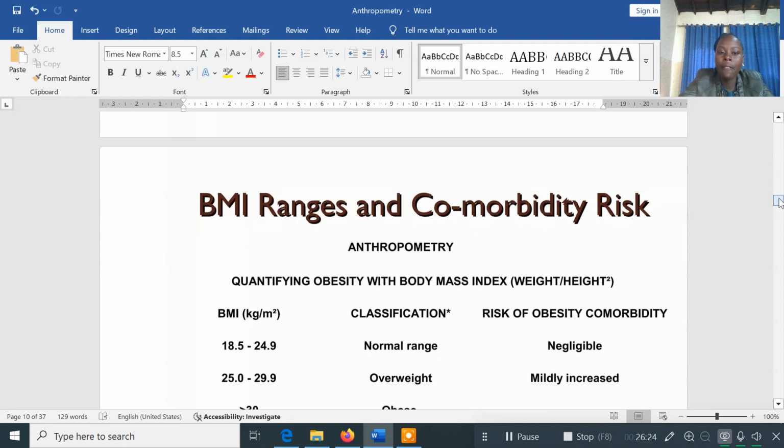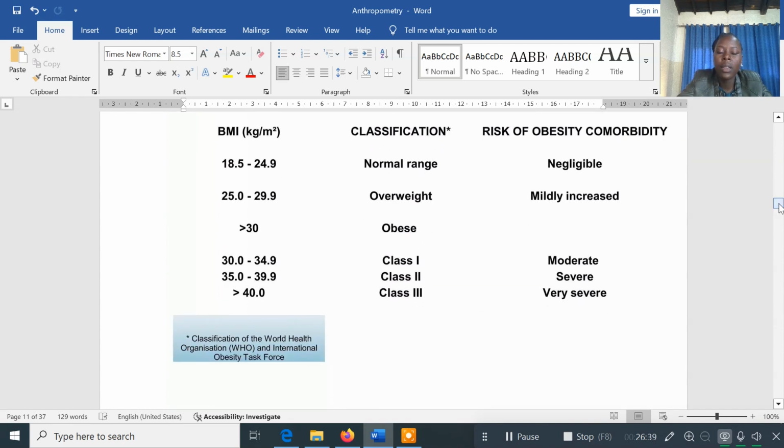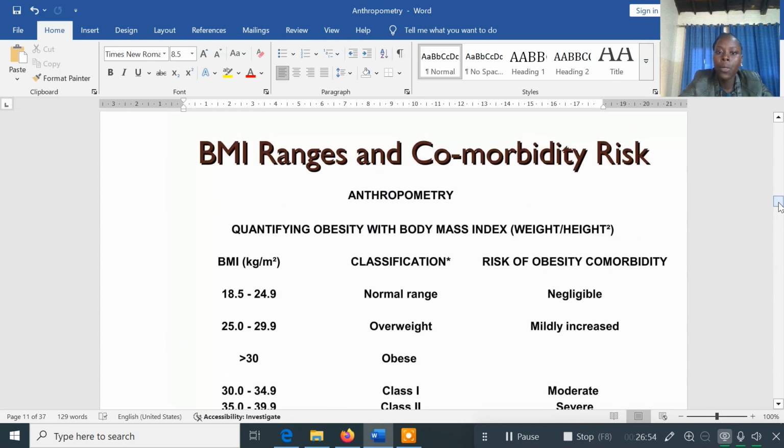And we have some of the BMI ranges and comorbidity risks according to the World Health Organization and the International Obesity Task Force. So these ranges are according to the World Health Organization and the International Obesity Task Force. So let us go through them.